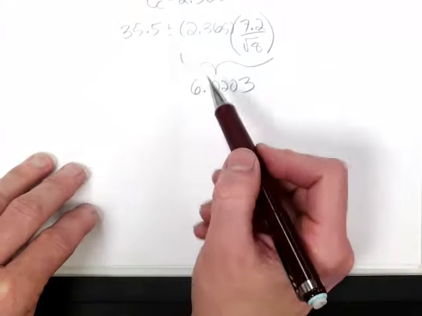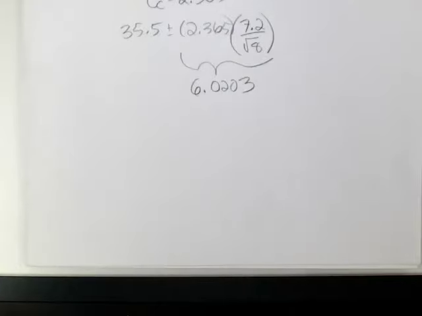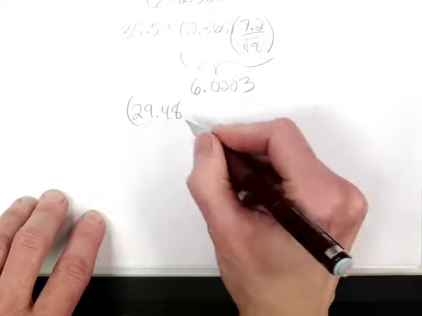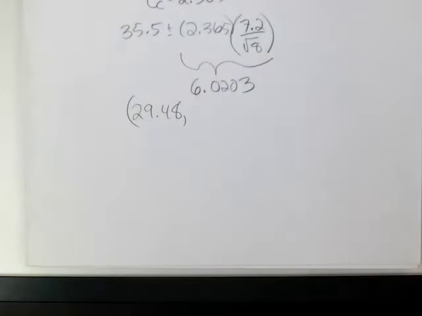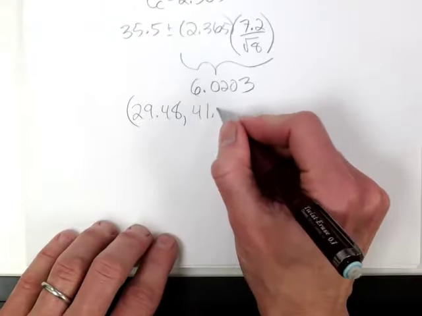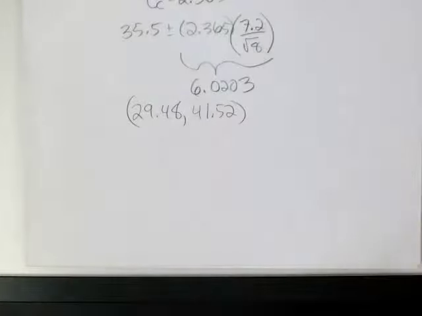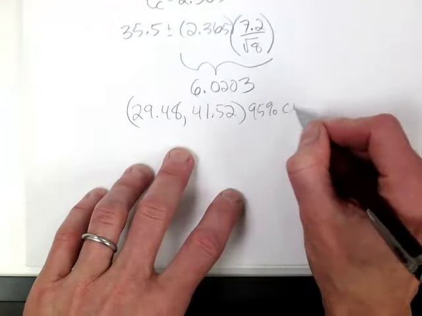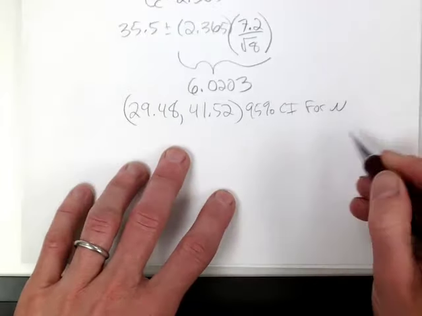So 35.5 minus that value is about 29.48. Okay, that's my lower limit. And my upper limit, I want to add that margin of error to 35.5, is about 41.52. Again, you'd want to round to however you're told to round in your MyMathLab or MyStatLab. Okay, so this is going to be a 95% confidence interval for mu.